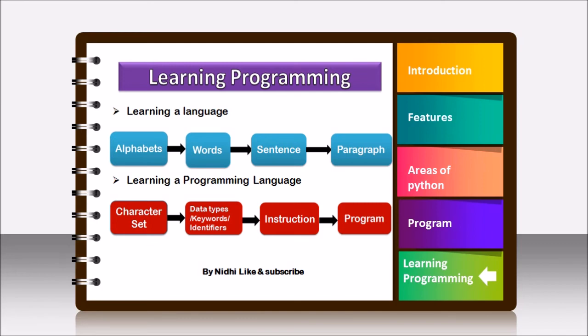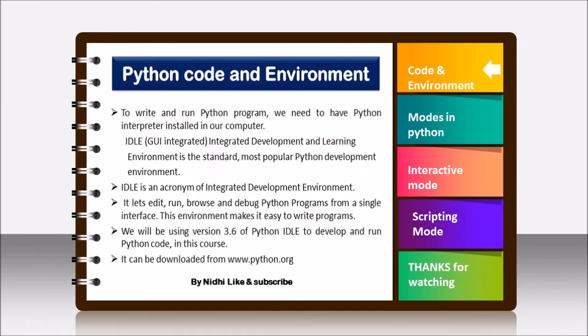Okay, so let's talk about Python code and environment. So to write and run a Python program, we need to have a Python interpreter installed in our computers. IDLE is a GUI, graphical user environment, and stands for Integrated Development and Learning Environment, the most popular Python development environment. IDLE lets us edit, run, browse, and debug Python programs from a single interface. From that interface, we can write programs in Python.